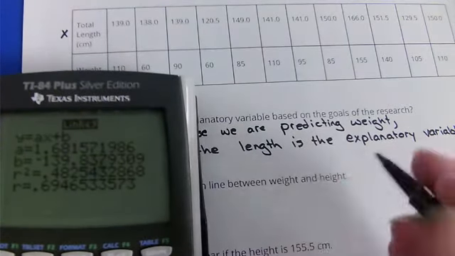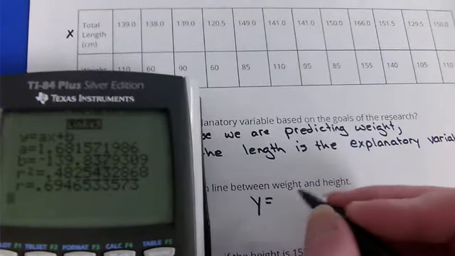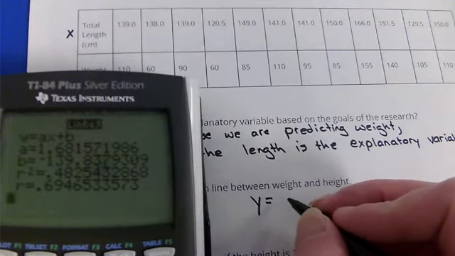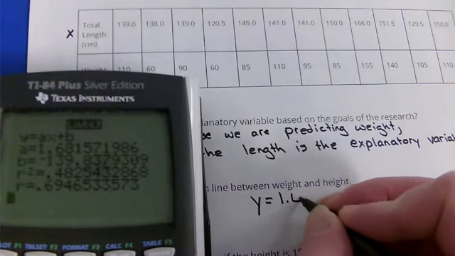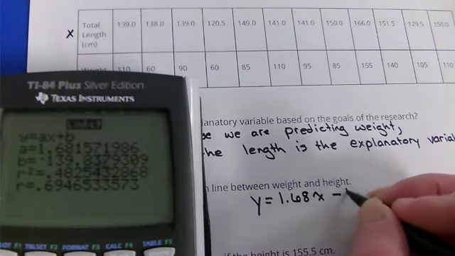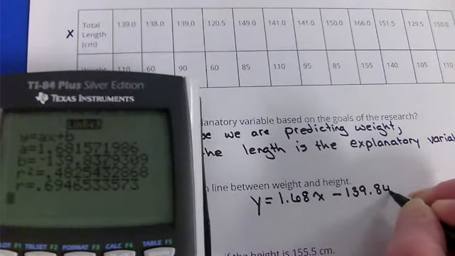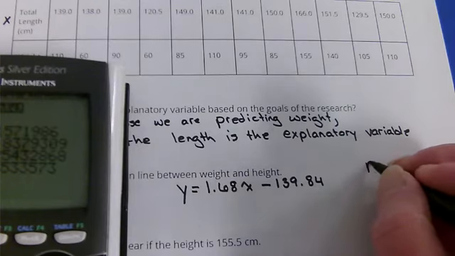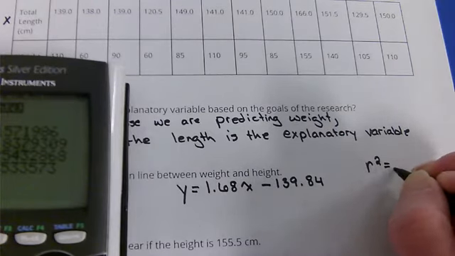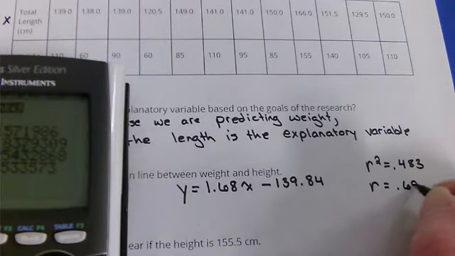A is going to be my slope, so this would be y equals 1.68x minus 139.84, and it says r squared is 0.483 and R is 0.695.